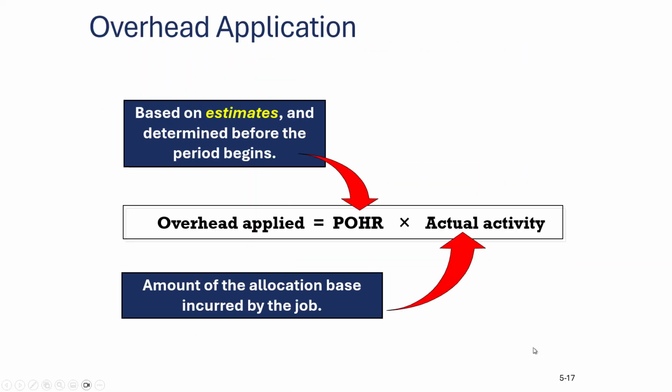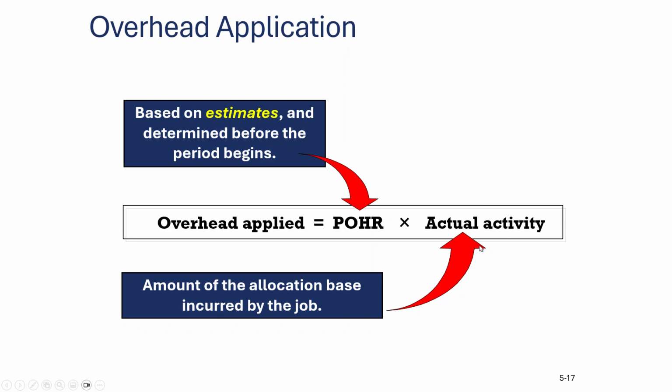Once you determine that rate, the next step is to apply that overhead to the jobs. Now you see how we were looking at the job in the last couple of slides. We calculated the direct material that was used. We looked at the direct labor that we used in the job. And then we're going to allocate the overhead as well. We call that applied overhead. To calculate the applied overhead for that job, we look at the actual activity, which is how many hours were used for that job.